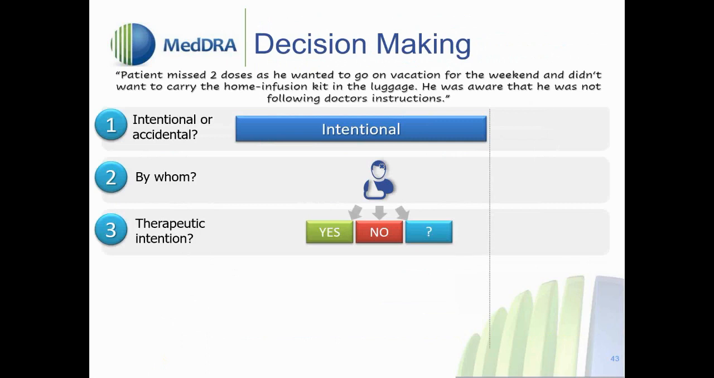We have to decide whether it was for a therapeutic intention or in the therapeutic context. But here, the patient did not intentionally decide to skip a dose because, I don't know, he had to undergo surgery the next day or something like that. It was just for his own convenience. It was not for therapeutic reasons, and that's why we cannot assume a therapeutic intention.